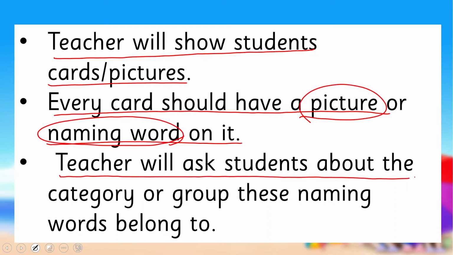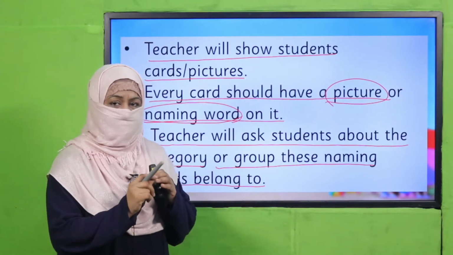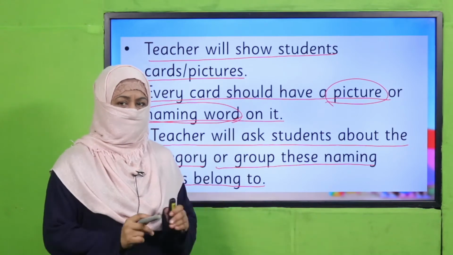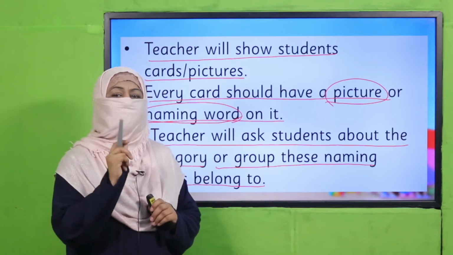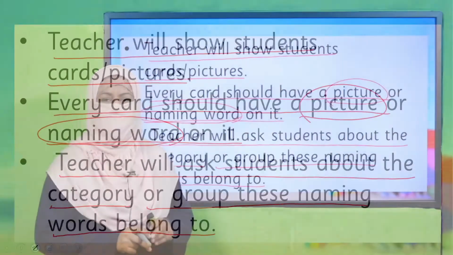Teacher will ask students about the category or group of these naming words. So your teacher will show you a picture, you will tell the name, and also tell either it's a person or a place or a thing or a living thing, whatever categories your teacher will ask you, you have to tell the category. So pause the video, enjoy this activity, and then come back.